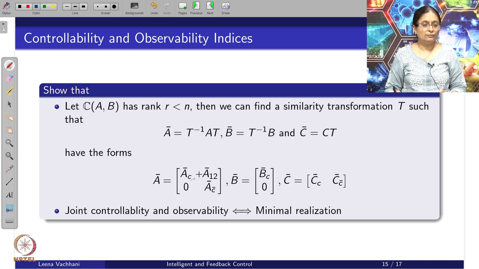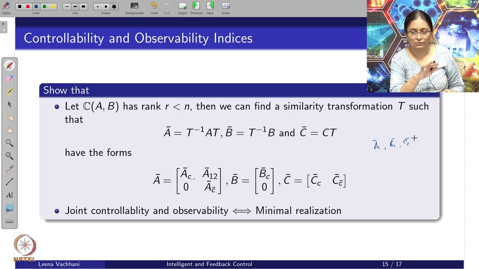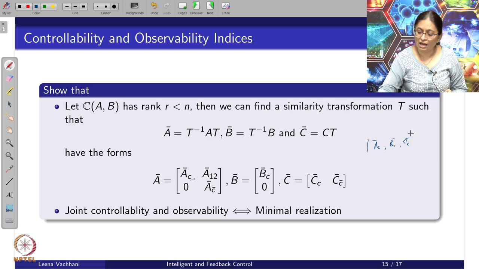All right, so that is one way of looking at it. The second way of looking at it is that now I have the controllable system AC bar, BC bar, CC bar, which I formed from the nth order system state space realization. Now I have an rth order system, because AC bar has r number of states and so on. I further decompose it in terms of an observable system.